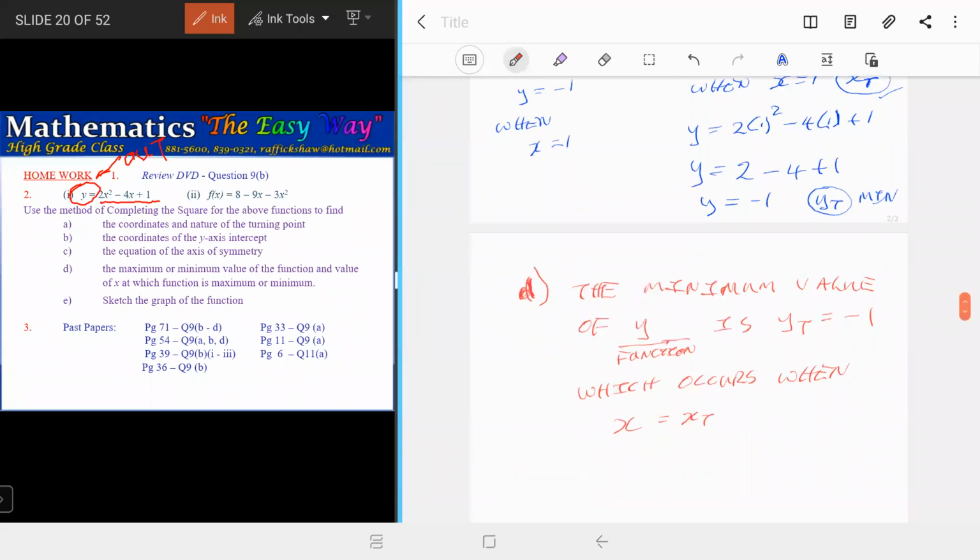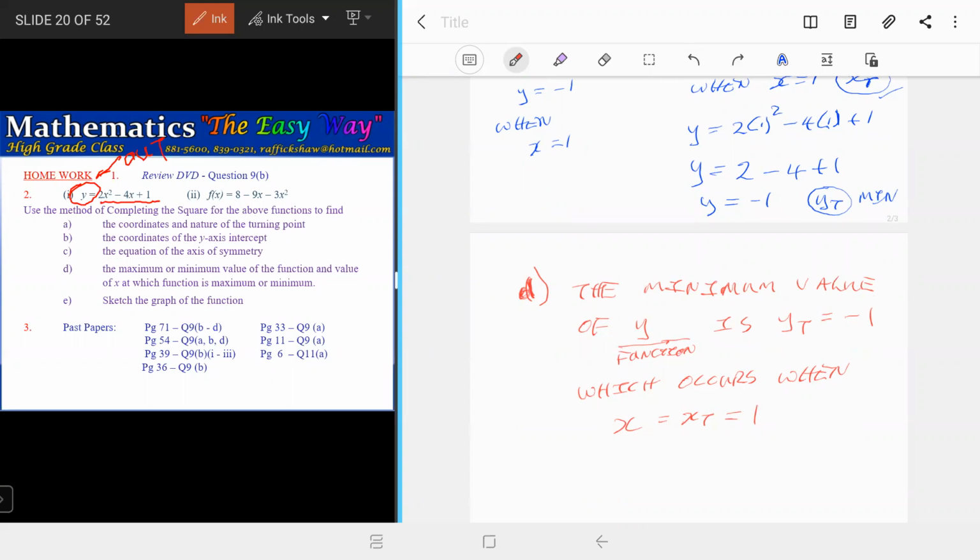When the x value is the xt value, what is that xt value? That xt value is 1 when x equals 1. So the function has a minimum value of yt, which is -1, which occurs when the x value is xt, which is 1. That's what this question is asking us, part D. What is the minimum value? And what is the value of x for which it is minimum?